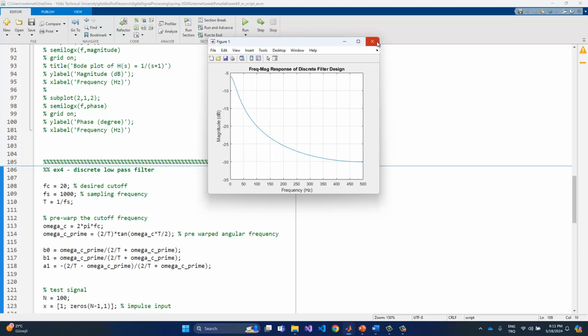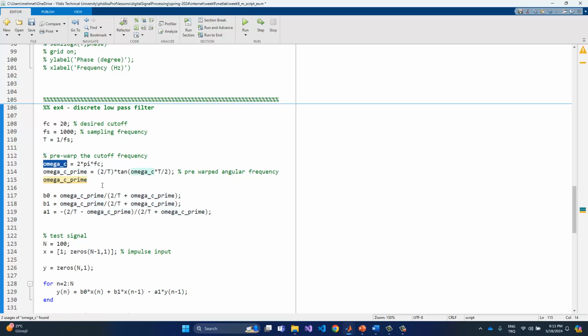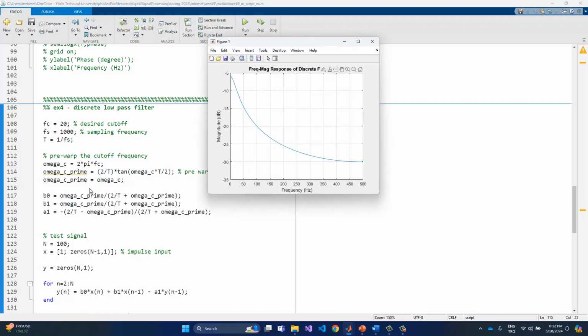Okay, so where does this -6 decibel come from? First of all, if we assign omega c prime to omega c, just like this one, and if I rerun this code, then we will have the same representation here, see, but up to 500 values in these cases.